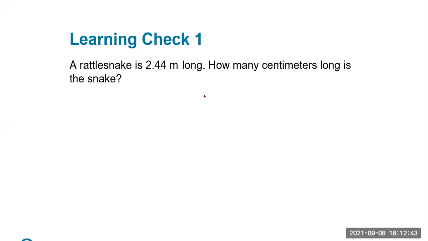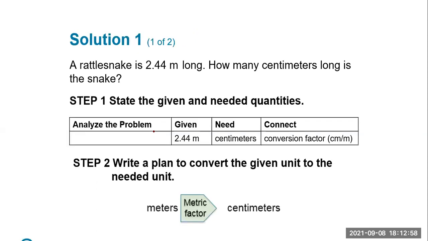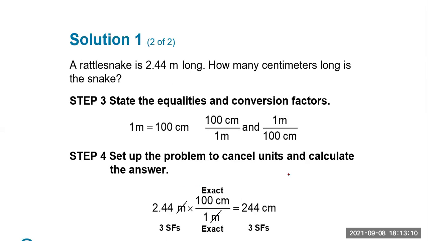So here we have a rattlesnake that is 2.44 meters. We want to know how many centimeters the snake is. So again, we want to have some type of conversion between meters and centimeters. There's 100 centimeters in a meter, and we could use that as a conversion factor, and our equality to get our two conversion factors.